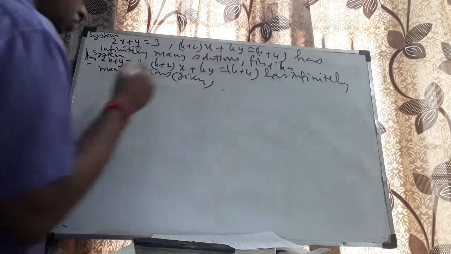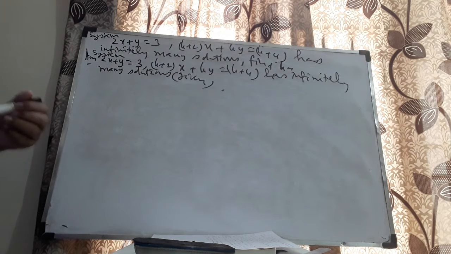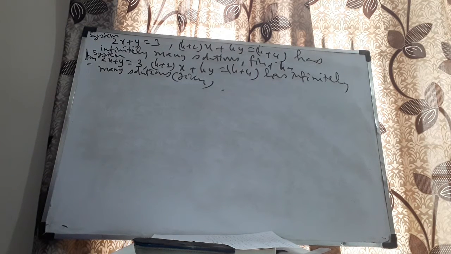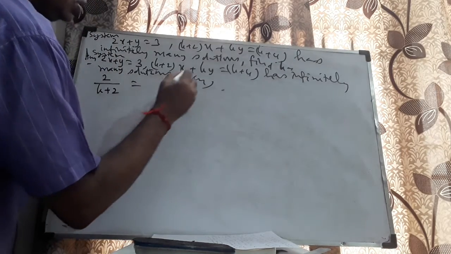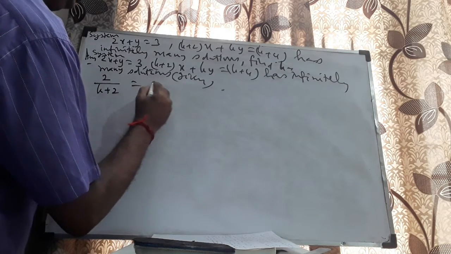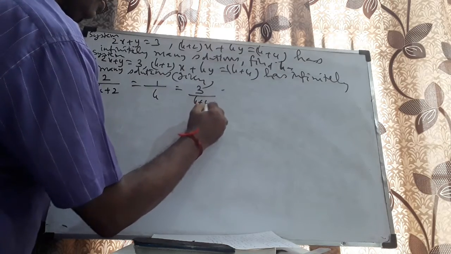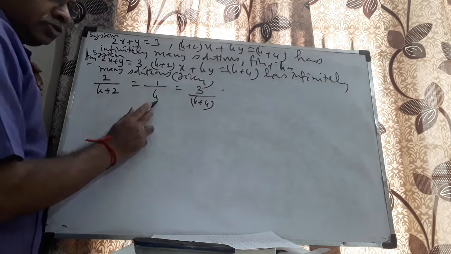Given. Therefore you know very well, if a1x plus b1y is equal to c1 and a2x plus b2y is equal to c2 are given, the condition for having infinitely many solutions will be a1 by a2 is equal to b1 by b2 is equal to c1 by c2. Therefore here, 2 by k plus 2 is equal to 1 upon k is equal to 3 upon k plus 4. I'll just take three different possibilities. I'll equate the first and second ratio.